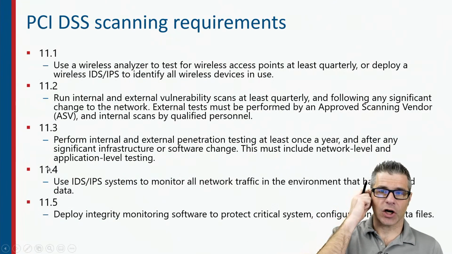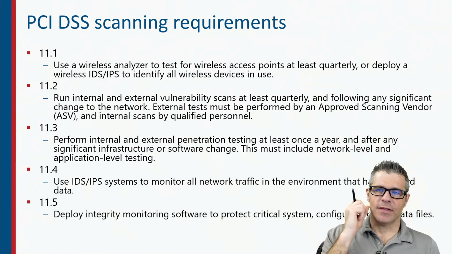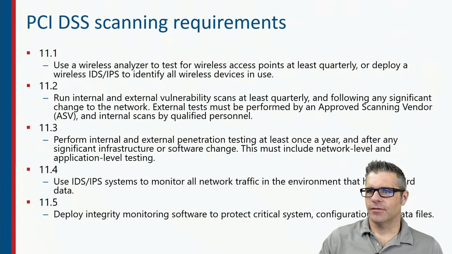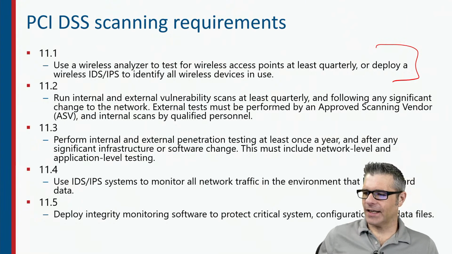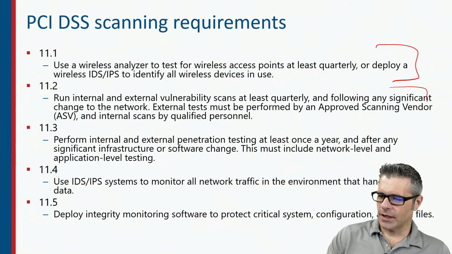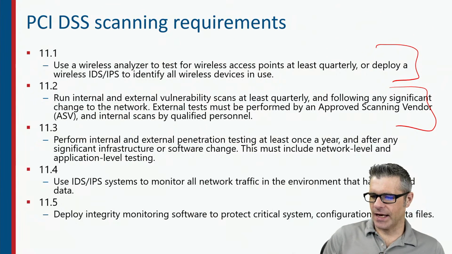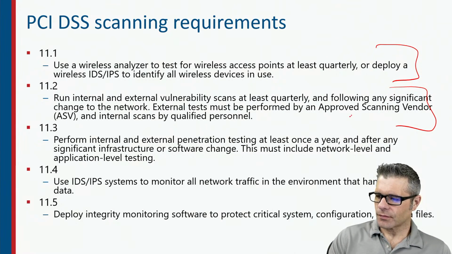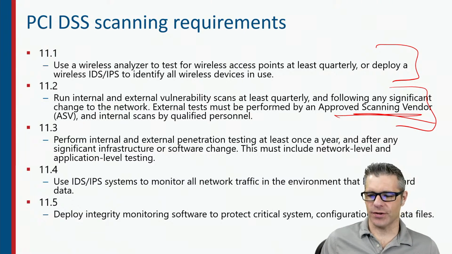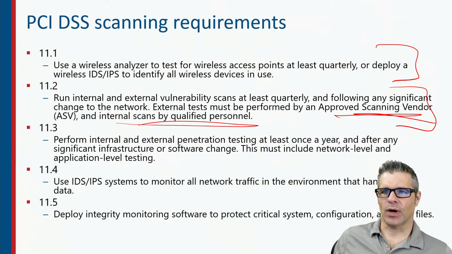If you're a credit card accepting organization, it's kind of like the Pen Tester Employment Act of 2020. You've got to use a Wi-Fi analyzer to go out and look for Wi-Fi access points quarterly, or have a WIPS or a WIDS to identify all the Wi-Fi devices. You've got to do quarterly external vulnerability scans, and an approved scanning vendor must be employed to do that. Internal scans must be done by qualified personnel.